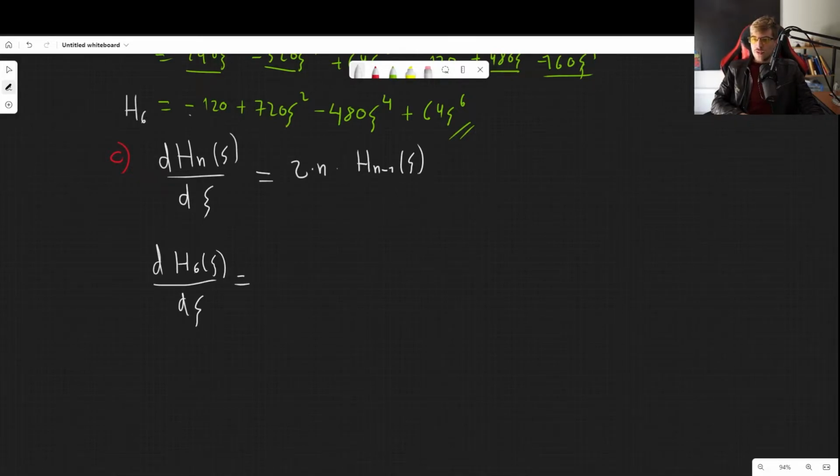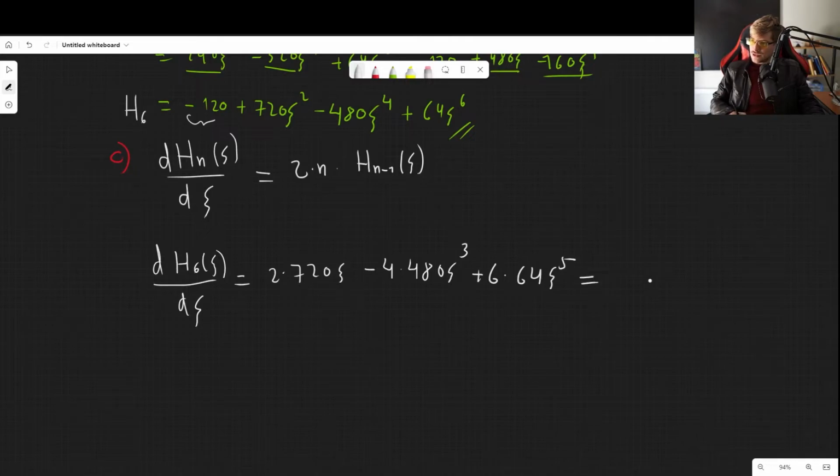And if you do that, well, the first term, it's going to be 0. The second will be 2 times 720, so 2 times 720 times psi. Then we get minus 4 times 420 psi cubed. And then we have plus 6 times 64 psi to the 5th power. And this has to be equal to 2 times n, which is 6, so 2 times 6, the 5th order. Okay, so we have to divide this entire thing by 12, basically.